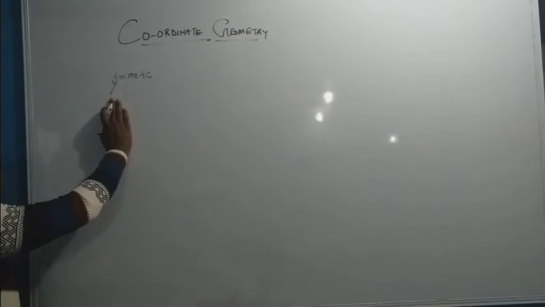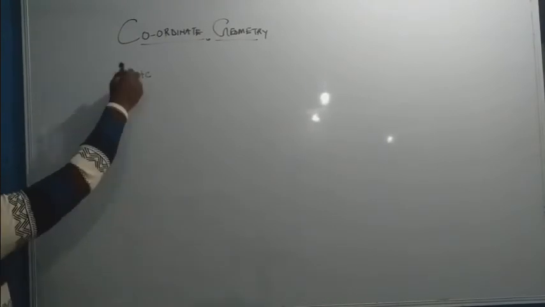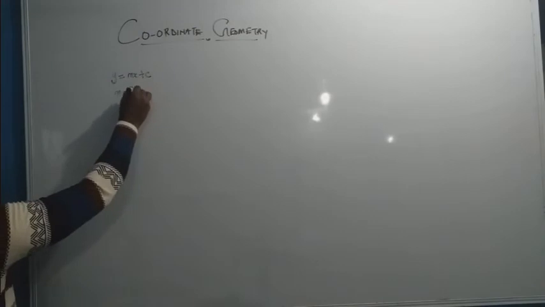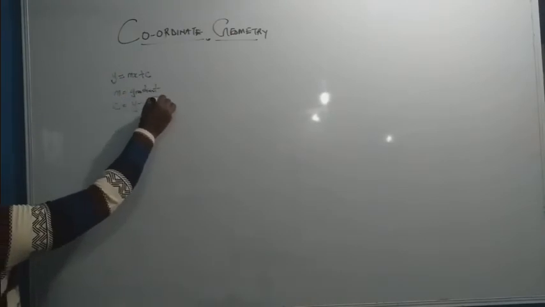So your y represents what? The y coordinate. Your x represents the x coordinate. They're actually variables, is that clear? While your m represents what? The gradient, and c represents the y-intercept. Is that clear? So the m is the gradient. And your c is the y-intercept.